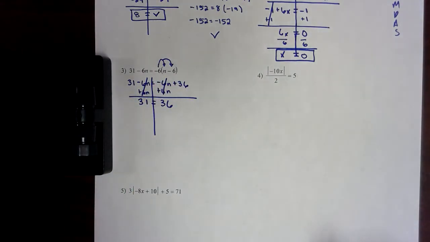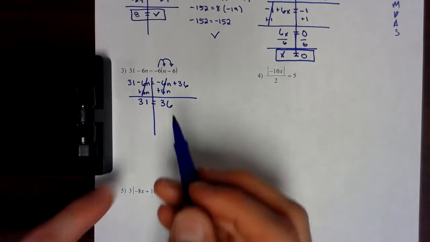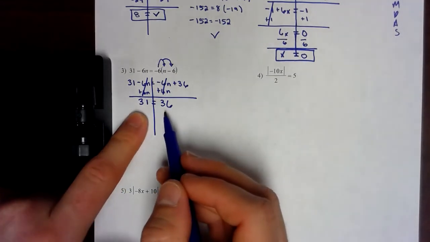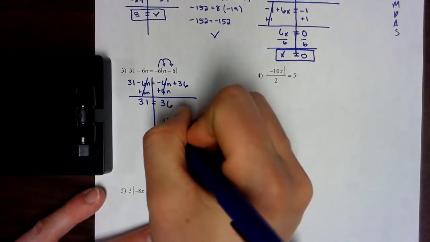Well, if the variables go away, this is the point where we might think about it being no solution or infinite solutions. It's no solution if this is a false statement, which this is, right? 31 does not equal 36. So this is no solution.